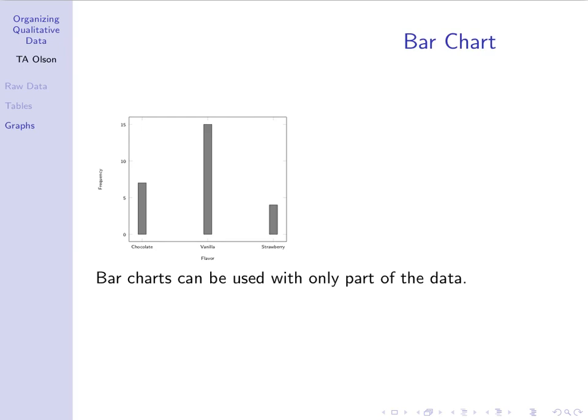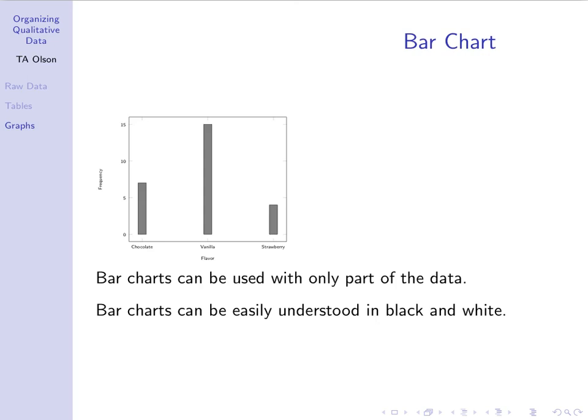One of the big advantages of bar charts is that since we're not locked into having the pie be the whole piece, bar charts can be used with only part of the data. In this case, since chocolate, vanilla, and strawberry were the most common, I made a bar chart that is perfectly understandable using only those variable values. I threw away the 3 least common, and I still have a perfectly readable bar chart.